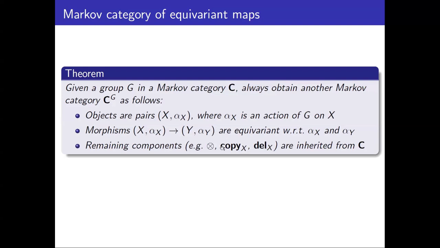You can show this, the remaining components, you've got to actually define these as well. There's other structure in play here too, but these are also naturally inherited from C. So in general, for any Markov category, you always get another category CG in this way.